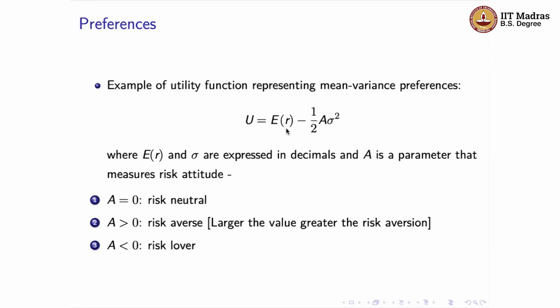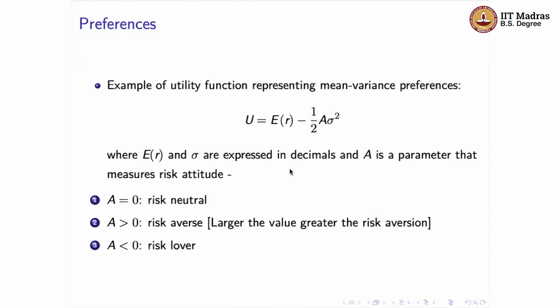Then you have the case where A is strictly greater than 0, and this is a person who dislikes risk, right? If A is greater than 0, then the higher the risk associated with a choice, the more the person dislikes that choice. This is the case that we had focused on last time. And the other thing to notice is that a higher value of A corresponds to a person being even more risk averse, in the sense that this person dislikes risk even more.